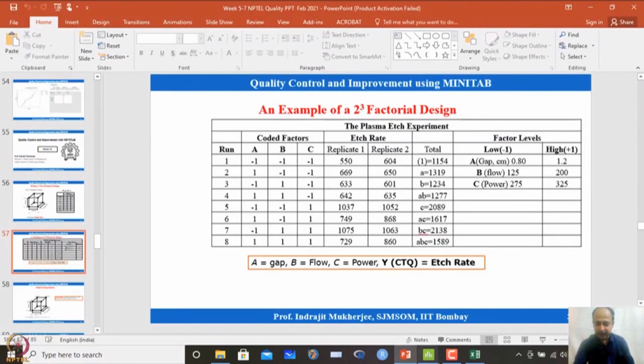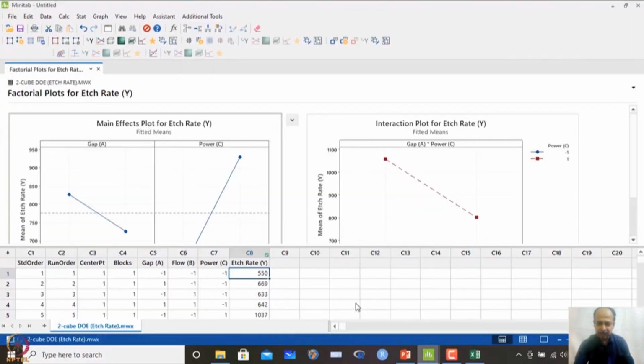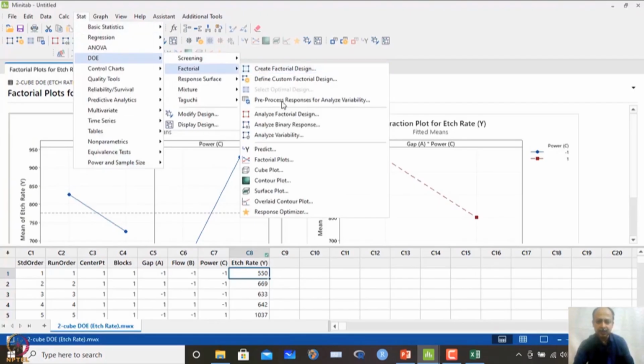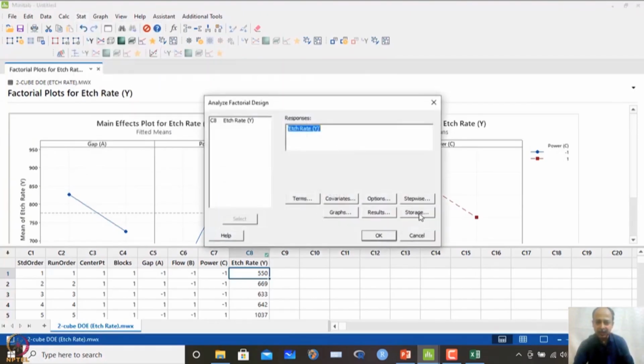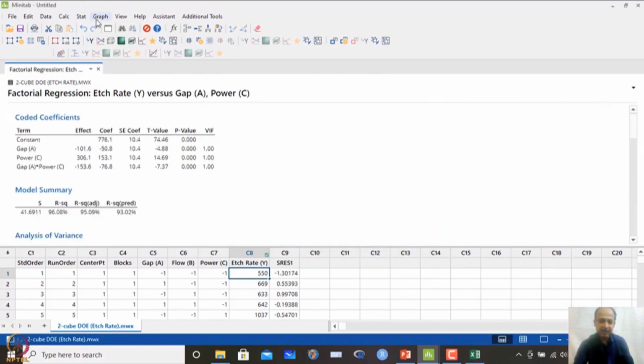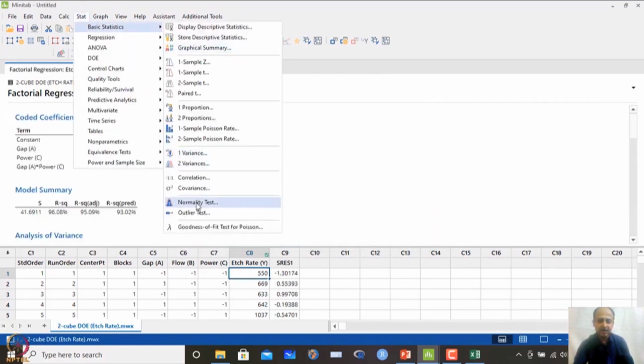Okay, and whenever we have done that, this is the model that is there. Immediately, in design of experiment factorial, we can also save the residuals over here, and in case of storage we will choose standardized residual, just to check that everything is fine. So, the last column will be basic standard residual plots over here.